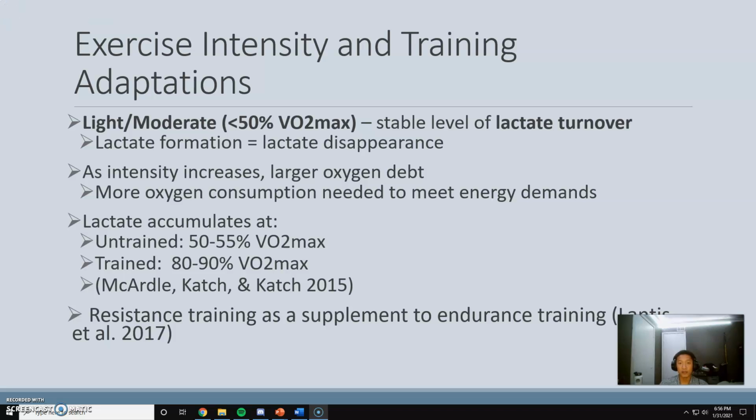And also, if you implement resistance training as a supplement to endurance training, it also delays the onset of blood lactate accumulation and lactate threshold, which we will talk about later.